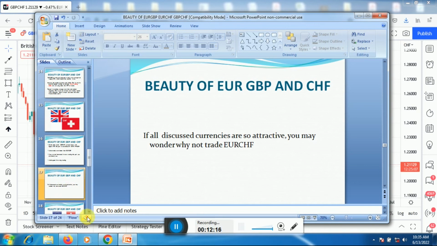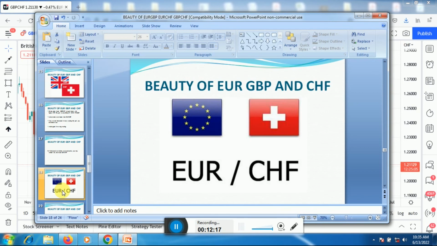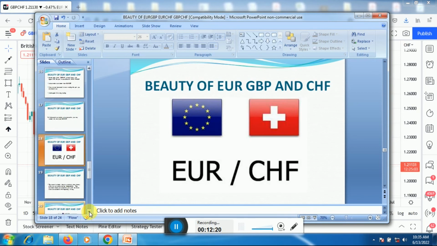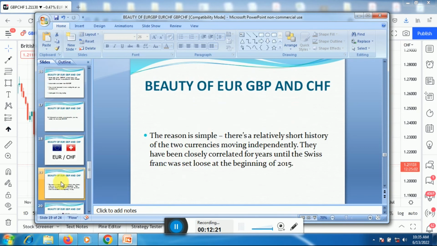So the reason for not putting EURCHF in this list is very simple. There is a relatively short history of the two currencies moving independently. Back in 2015, they used to be closely correlated for years, until the Swiss franc was set loose at the beginning of 2015.